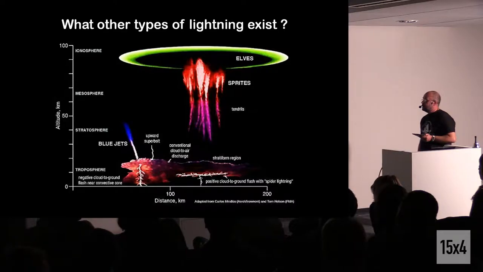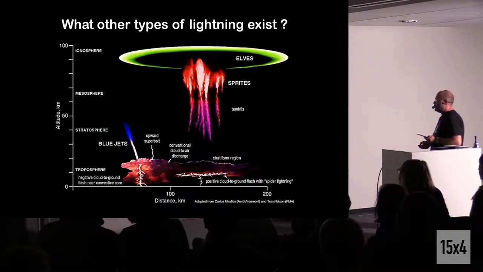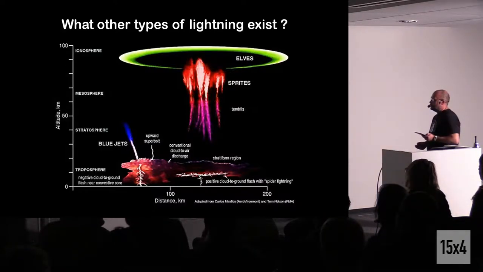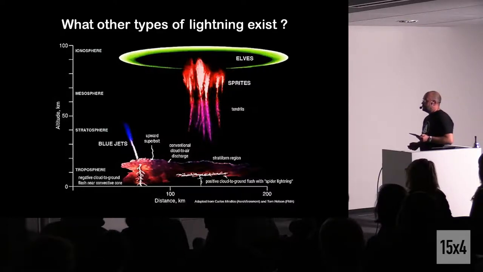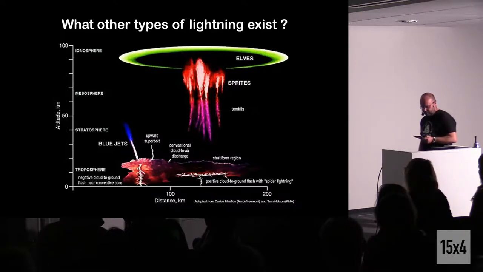Also, it's interesting to me that we thought that lightning occurs mainly not higher than 15 kilometers. But now we know several new types of lightning, like blue jets, which take place in the stratosphere up to 50 kilometers, and other types of lightning, sprites and elves. Until now, we don't know the exact model of this type of lightning, and it is a very interesting object for science now.